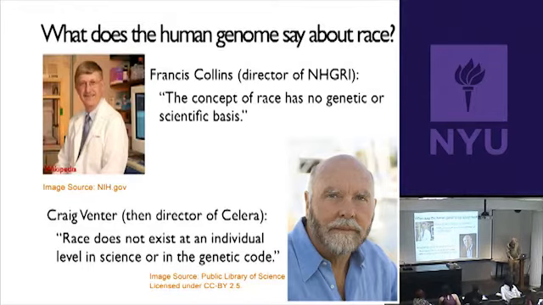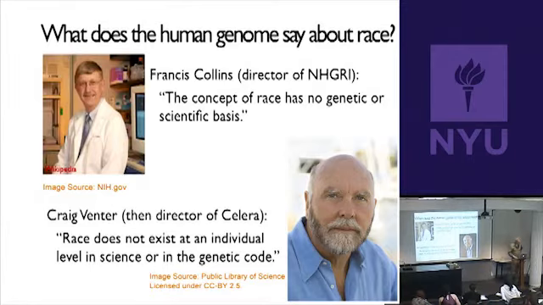But one thing they do agree on is that when you look at the human genome and the distribution of genetic variation, it gives you no support for the idea that race is a valid scientific concept. Francis Collins says the concept of race has no genetic or scientific basis. Craig Venter says race does not exist at an individual level in science or in the genetic code. So what are the data that they can actually use to make these statements?